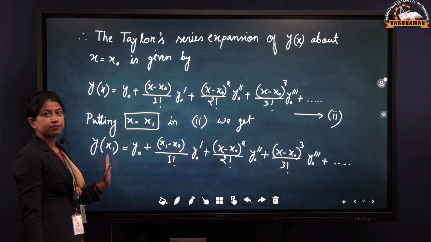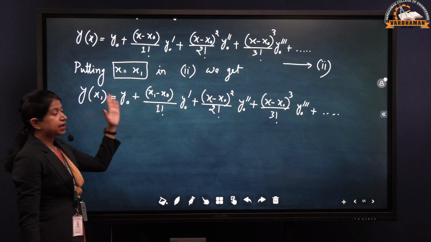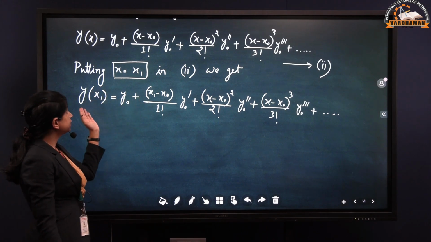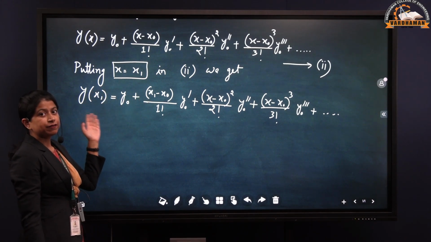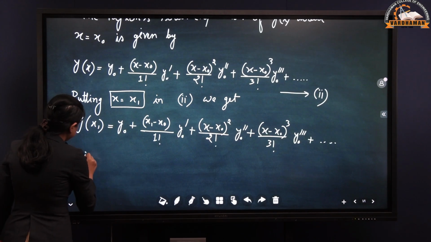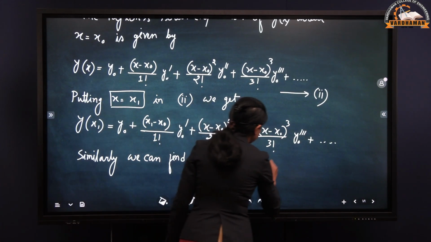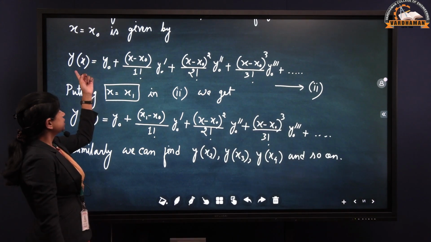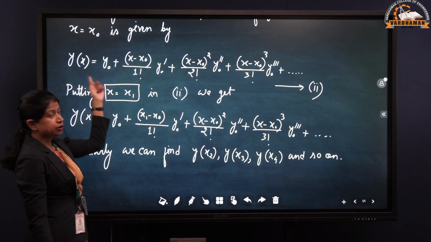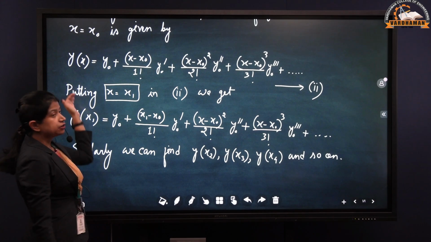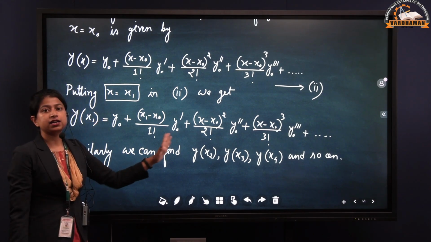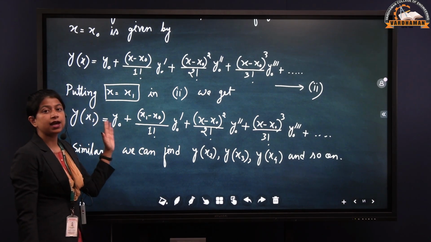This is y1. Similarly, if we put x equal to x2, x3 and so on, we will get y of x2, y of x3 and so on. Similarly, we can find y of x2, y of x3, y of x4 and so on. So this is the Taylor series expansion of y of x. We can change the value of x and we can get the Taylor series expansion for different x values.